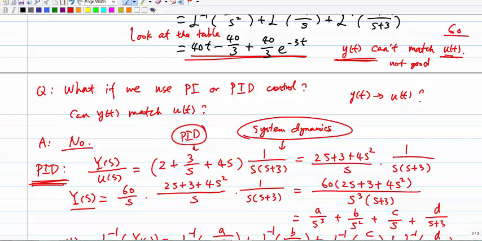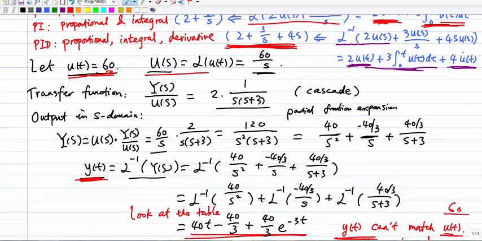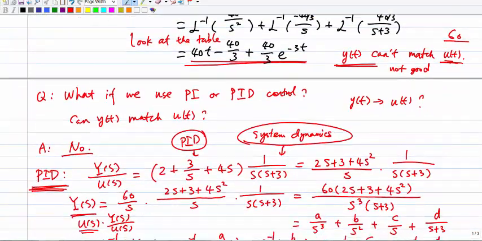Now I'm going to compute Y(s). Y(s) is U(s) times the transfer function. So what is U(s)? U(s) is still 60, so its Laplace transform is 60 over s. Remember, it's coming from here. My U(s) is 60 divided by s.